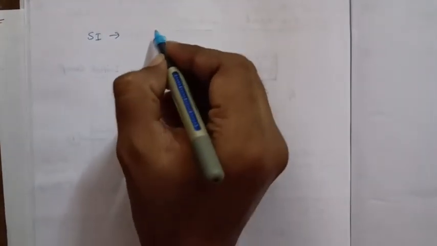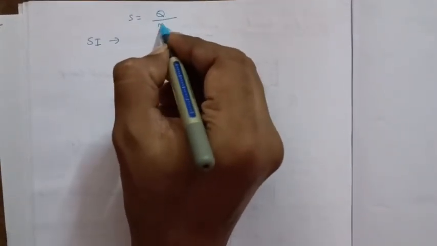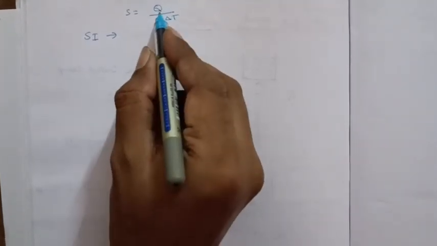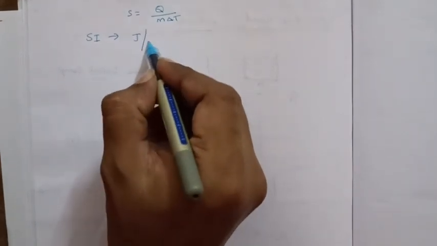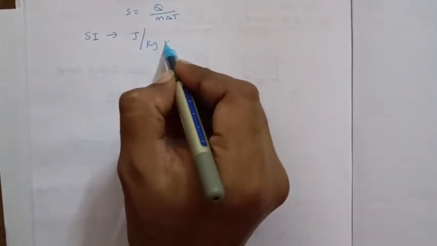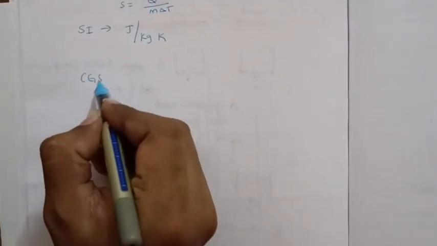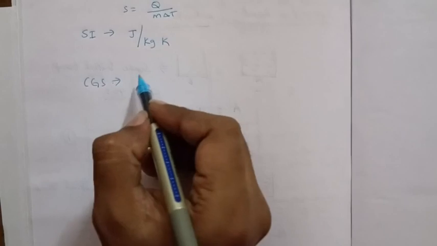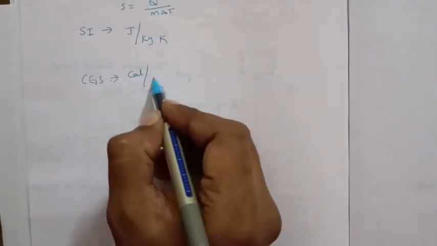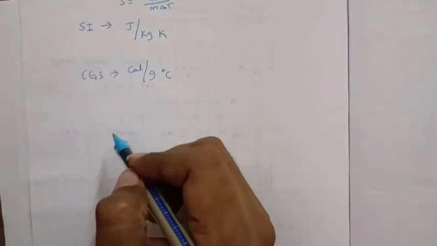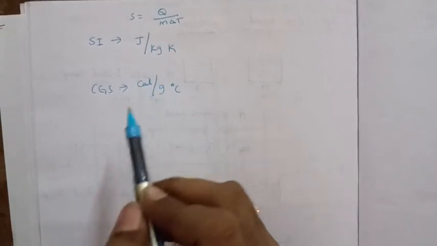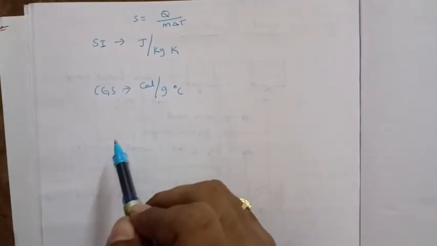Now the SI unit of specific heat, as it has the formula S equals Q by m delta T: the SI unit of heat Q is joules, mass is kg, temperature is kelvins. In CGS, the unit of heat is calorie, mass in gram, change in temperature in degree Celsius. So joule per kg kelvin, calorie per gram degree Celsius.